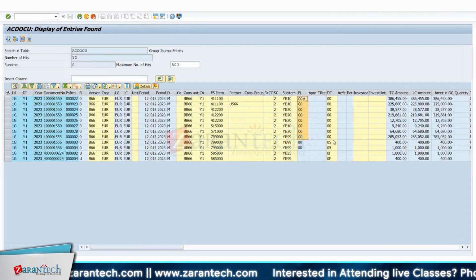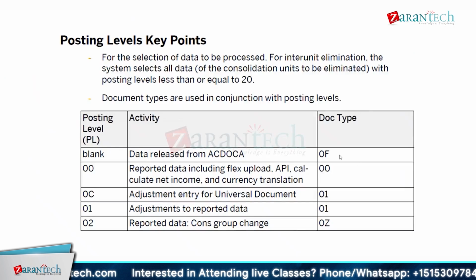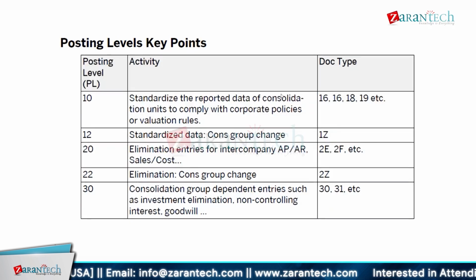So here, for the document type 0F, the posting level is blank. That is what we are trying to understand here, right? Blank posting level is an adjustment entry for universal journal data. Say, for example, the document flows from the universal journal and you want to do an adjustment. You use a document type and you will have a posting level. Adjustment for reported data means whatever data you uploaded, for that you want to do an adjustment. Again, this posting level is for consolidation group change. These are the different document types or posting levels available in SAP, which we use for different purposes.